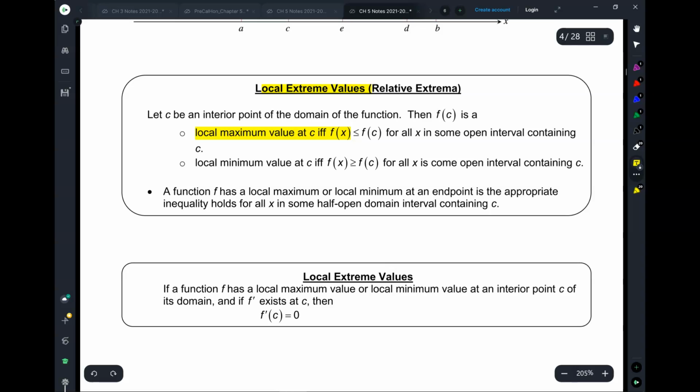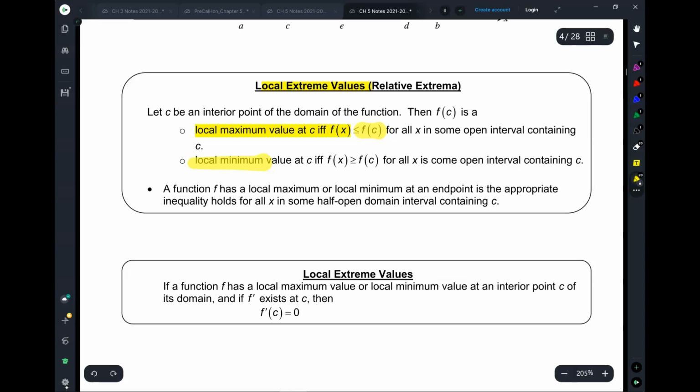All right. So what are local extreme values? You can get a local maximum value at a c if and only if f of c is greater than the other y values in some open interval nearby. Okay? You can get a local minimum if f of c is less than the other y values in an open interval nearby. Okay? All right.